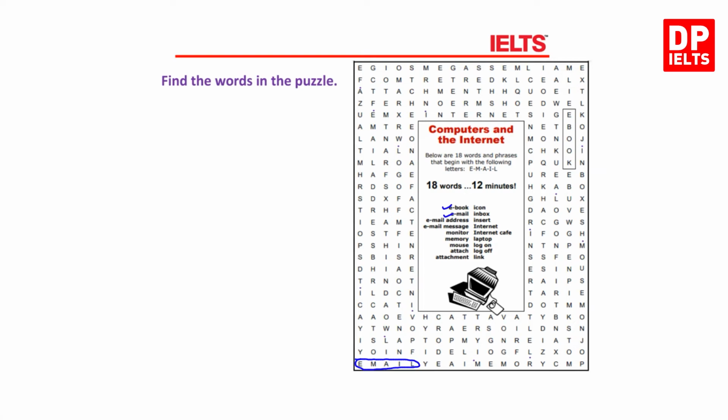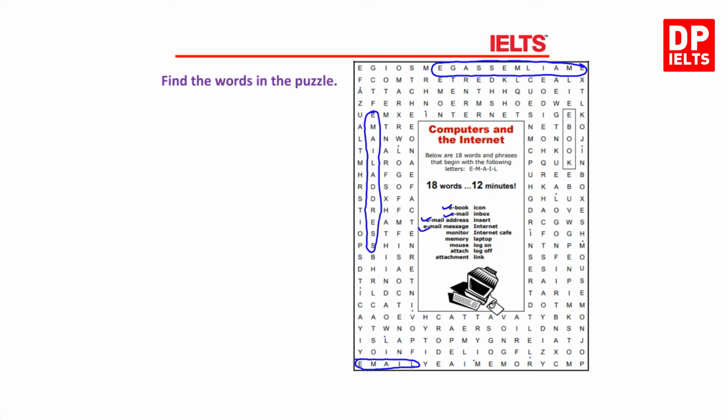Email address. So here we have email address. Next, what is it? We have email message. Where is that? We have it here. Email message. Right.